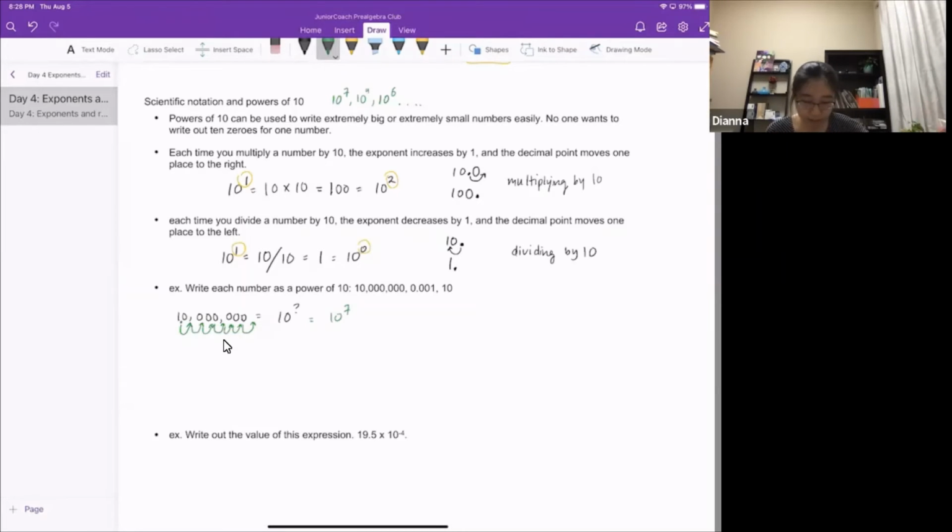So multiplying by 10, because my number gets much, much bigger than 1. So I'm kind of acting like I'm starting from 1. How many times did I multiply by 10 in order to get this big number? All right, what about this?